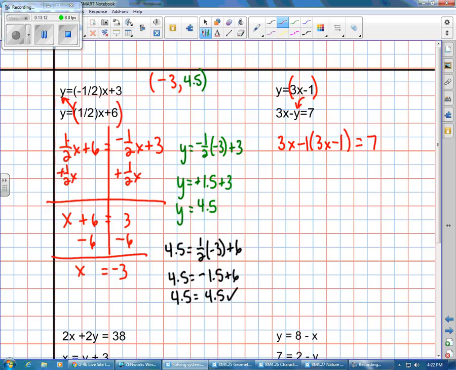Now remember back to when we were solving equations in one variable. When I have a negative sign out in front of the parentheses, I have to distribute that negative sign to everything inside the parentheses. So I'll have 3x minus 3x plus 1 equals 7. 3x minus 3x is going to be 0, and I'm going to be left with 1 equals 7. Oops. But 1 doesn't equal 7. So this is going to have no solution.